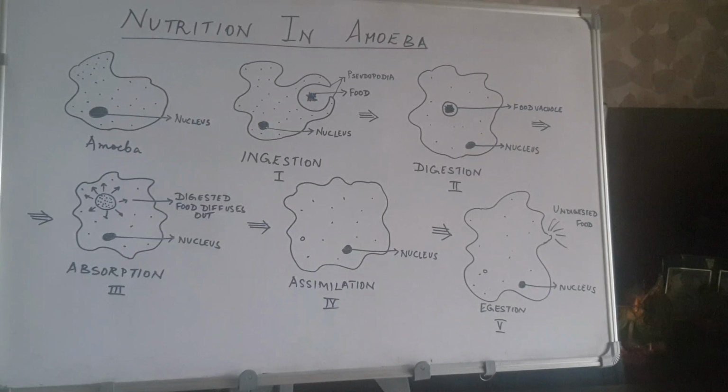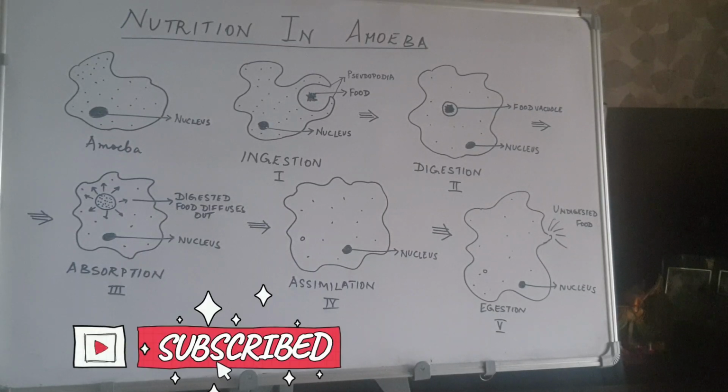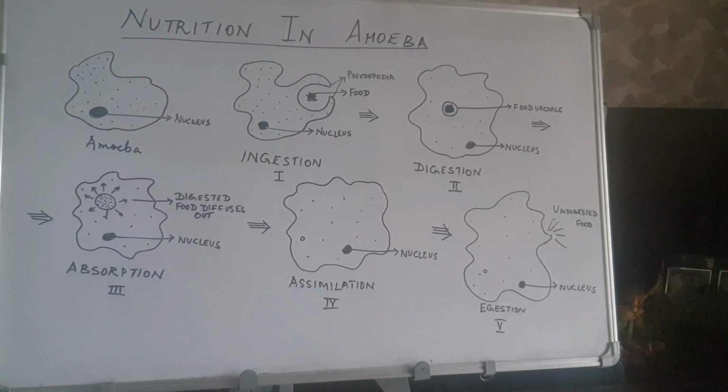So the topic is nutrition in amoeba. From the topic itself we'll start. What is amoeba? Amoeba is a unicellular organism, and it has an irregular shape. And as such, what is the food of it? It takes solid food, or else you say that it is holozoic.